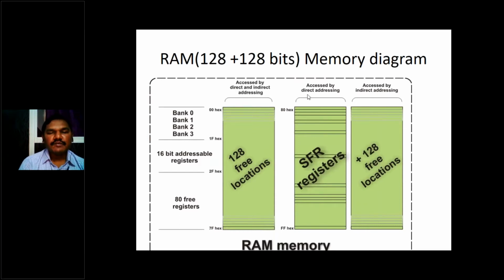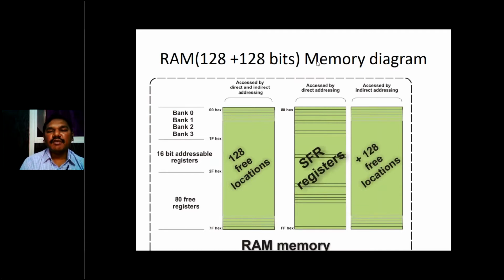And next after 7F, the next value is 80. So 80 to FF means one more 128 bytes for special function registers. And special function registers help us to operate our timers, our counters, our interrupts, and our serial communication ports. These memory locations have been taken for that, which is what we call the special function registers.